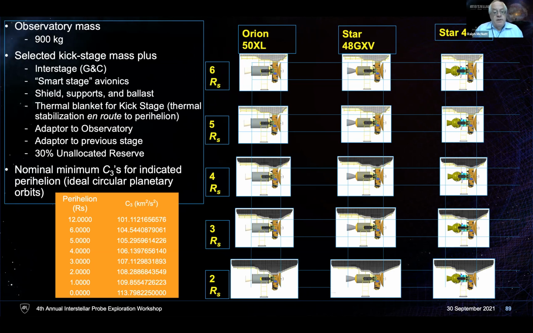One can look at the nominal minimum C3s for various perihelia, and we looked at those from 12 solar radii down to 2 solar radii. The graphic shows that, for example, looking from 6 solar radii down to 2 solar radii in 1 solar radius steps, we looked at configurations for the Orion 50XL, the Star 48GXV, and the Star 48BV, getting masses for each of these configurations so that we could do a detailed comparison. And you can see as you go down from 6 to 2 solar radii how the actual thermal shield increases in size. Next, please.